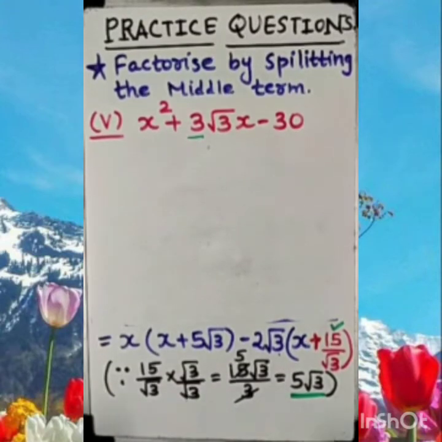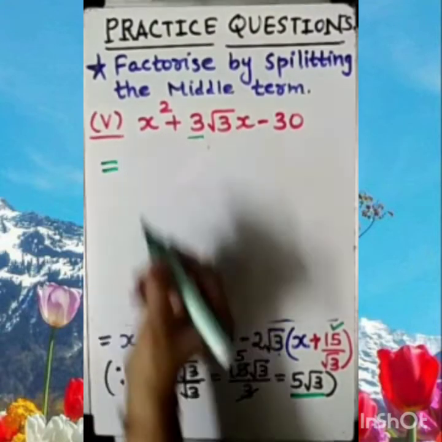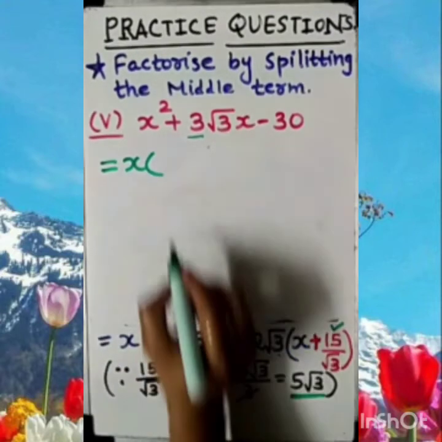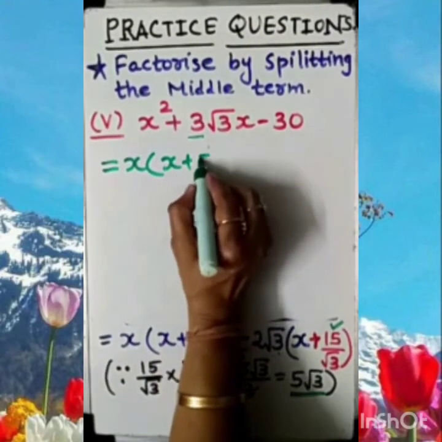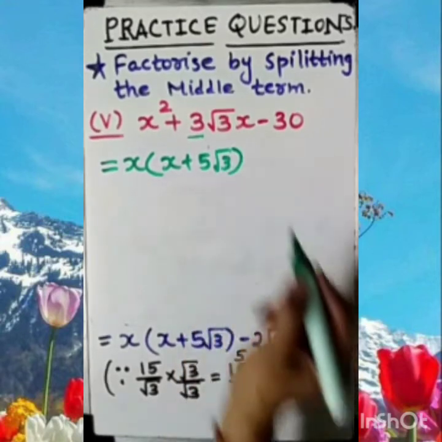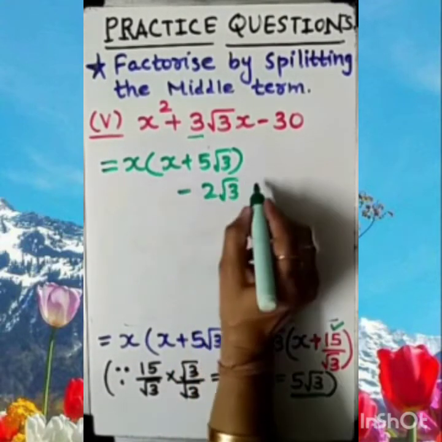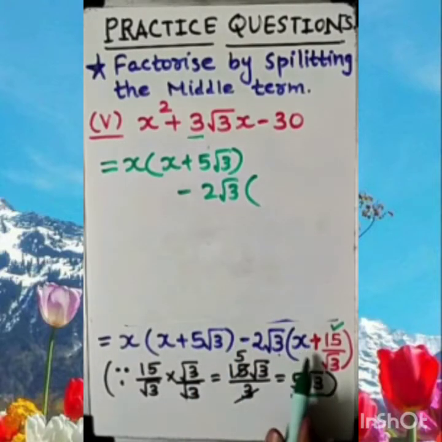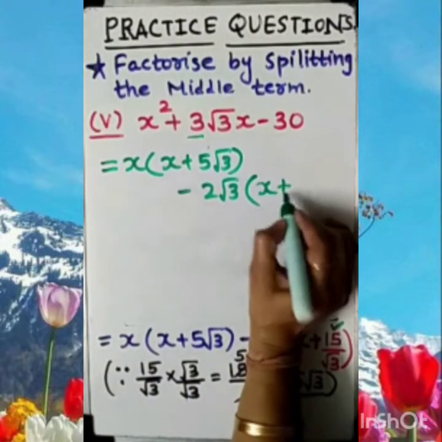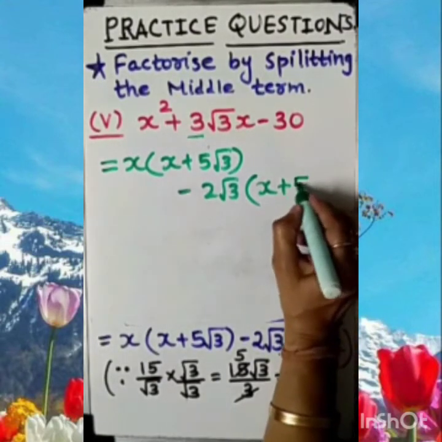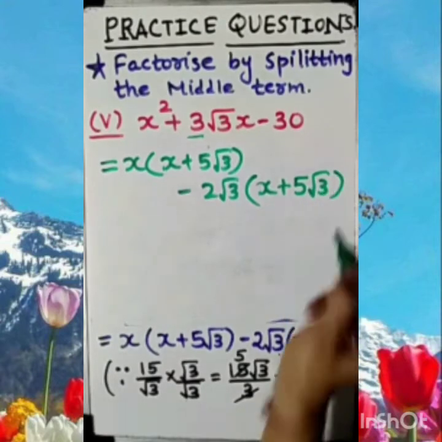So our equation will become the simplification of this. I am mentioning it here again: x plus 5 root 3, fine, and here minus 2 root 3 in one bracket. Here x is already there, and the simplification of 15 upon root 3 we got as 5 root 3. Is it okay? It is automatically coming 5 root 3.